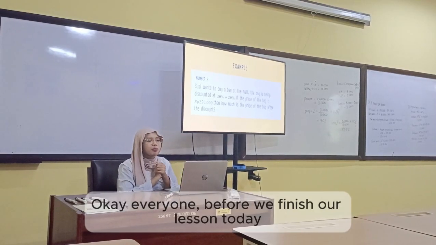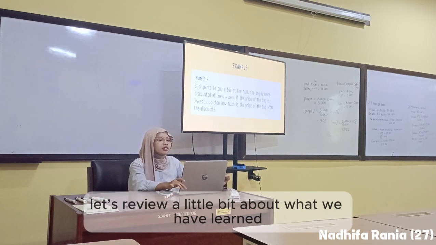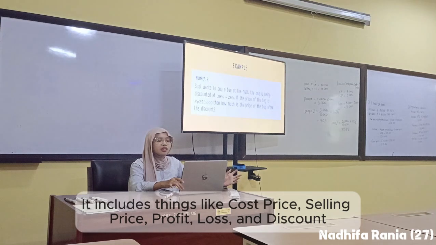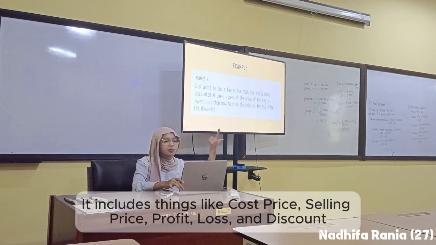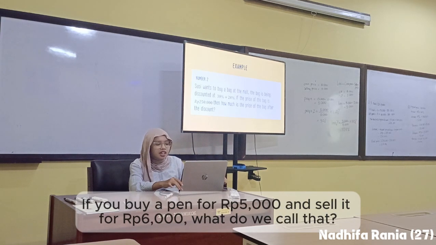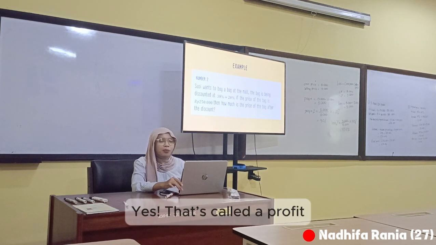Okay everyone, before we finish our lesson today, let's review a little bit about what we have learned. Today we learned about social arithmetic. It includes cost price, selling price, profit, loss, and discount. Let me ask you some quick questions to check your understanding. Question 1. If you buy a pen for 5,000 rupiah and sell it for 6,000 rupiah, what do we call it? Profit. Yes, that's called a profit.